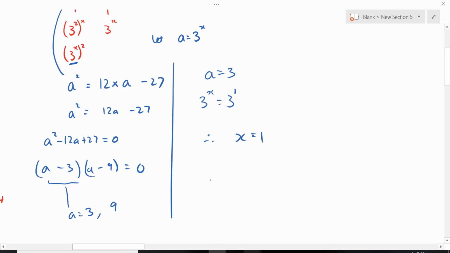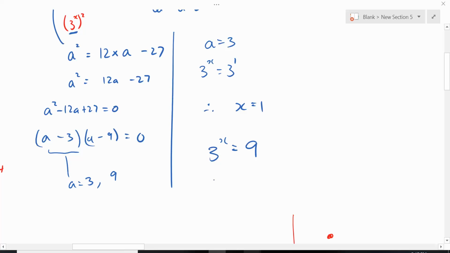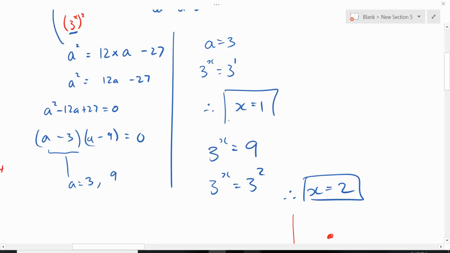Next one. 3 to the power of x can also equal 9. Change the bases so they're the same. 3 squared, so therefore x equals 2. See what I'm doing there? This is a very typical example.